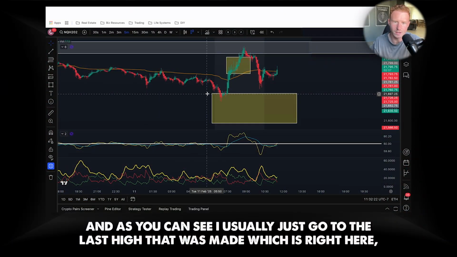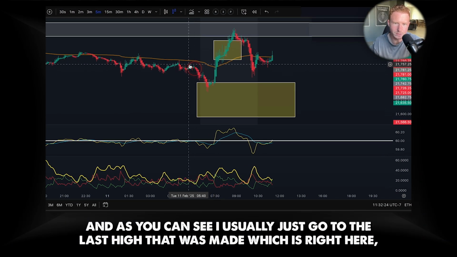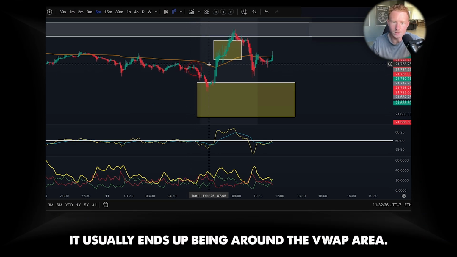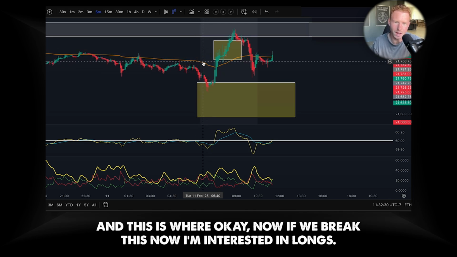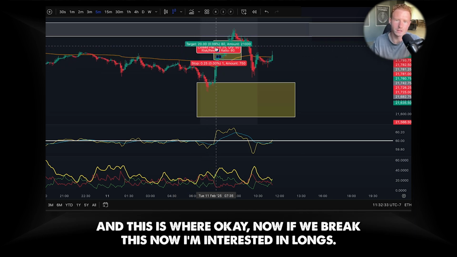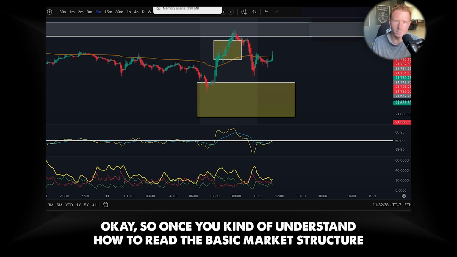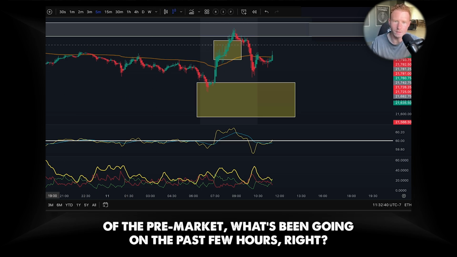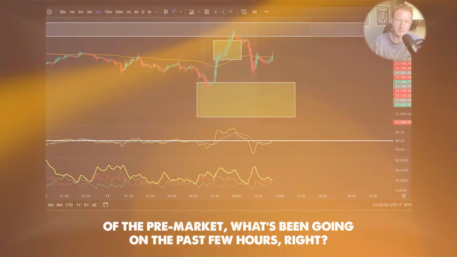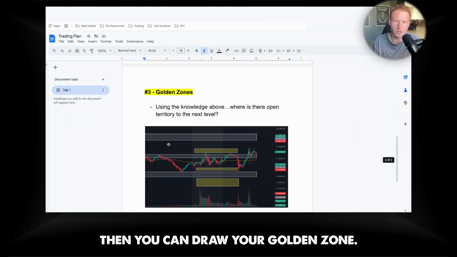At what price do we have to break the short market structure where I'm interested in longs? Okay, and as you can see, I usually just go to the last high that was made, which is right here. It usually ends up being around the VWAP area. And this is where, okay, now if we break this, now I'm interested in longs. Okay, so once you kind of understand how to read the basic market structure of the pre-market, what's been going on the past few hours, right? Then you can draw your golden zones.